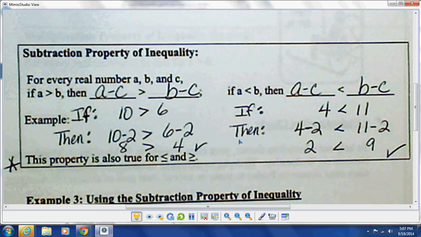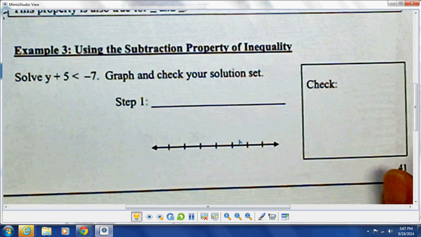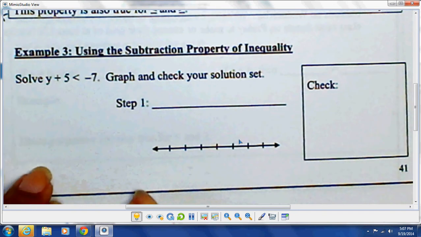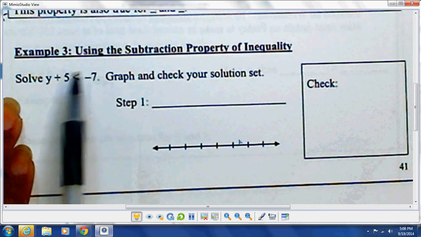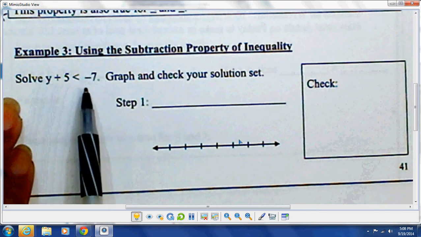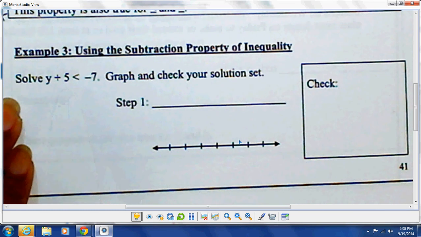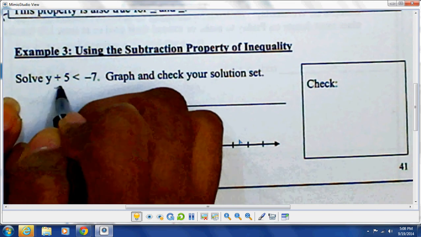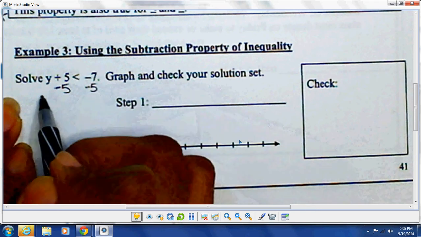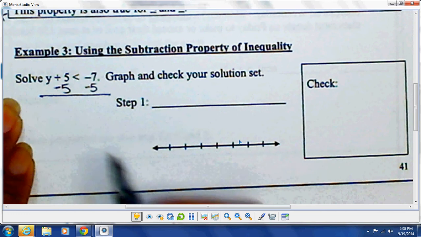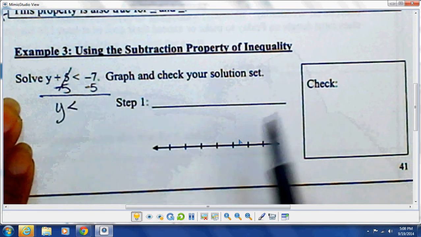Okay, so let's do an example together. Okay, so using my subtraction property, this means I'm going to end up subtracting from both sides. So since I have y plus 5 is less than negative 7, since 5 is with my variable that I want to isolate, then that means I need to do its inverse, which is subtract. So we're going to subtract 5 from both sides. So my 5's are going to cancel, leaving me with y is less than negative 12.